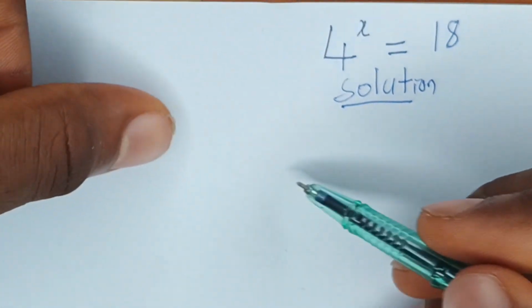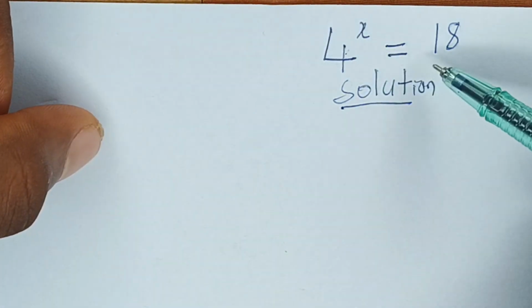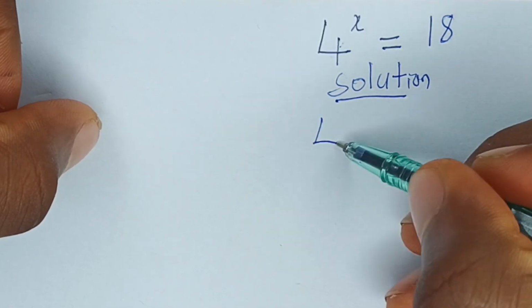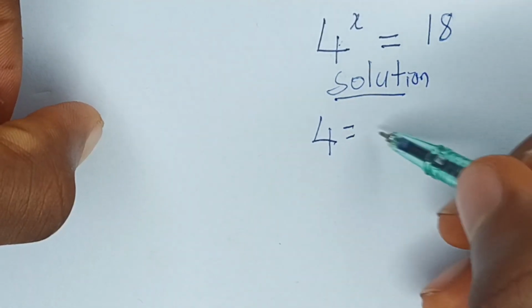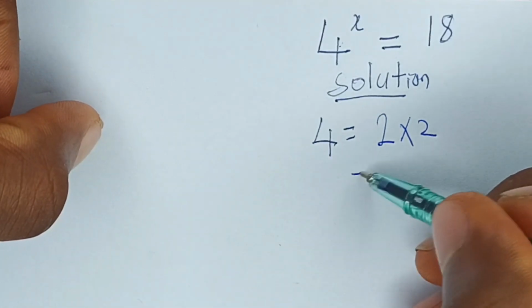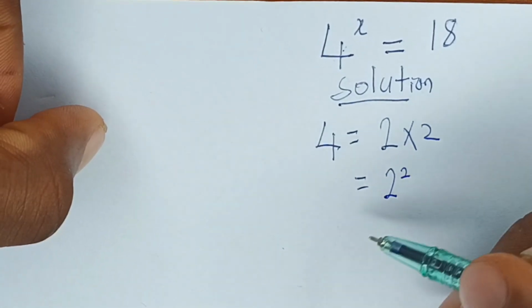Let's solve this equation together. It says 4 raised to power x is equal to 18. Let's solve this quickly. The first thing, I can write 4 to be equal to 2 times 2, which is equal to 2 raised to power 2.